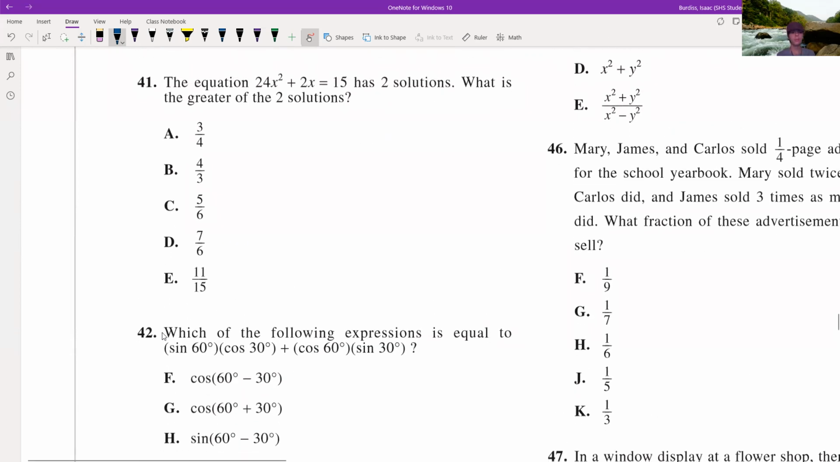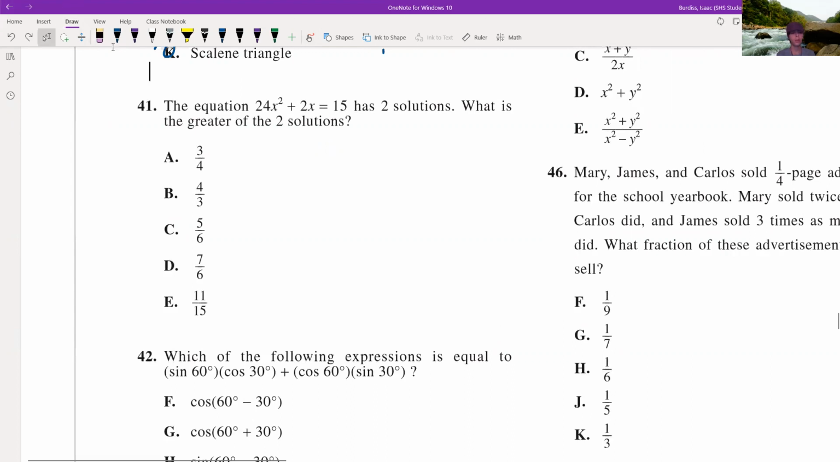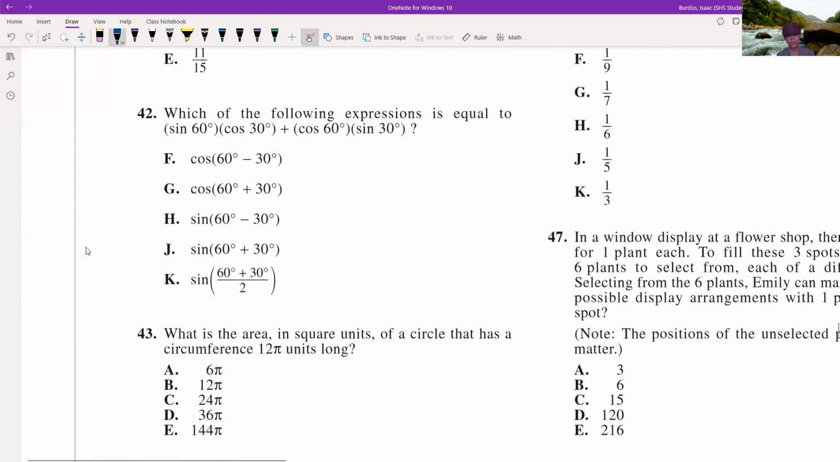All right. What is the greater of the two solutions to this? So we have to do the quadratic formula. I'm not going to take the time to do this, but the quadratic formula is negative b plus or minus the square root of b squared minus 4ac, divided by 2a. If you did that in the calculator, for one of them do plus the square root, for the other do minus the square root. Whatever the two answers are, the greater one is 3/4.